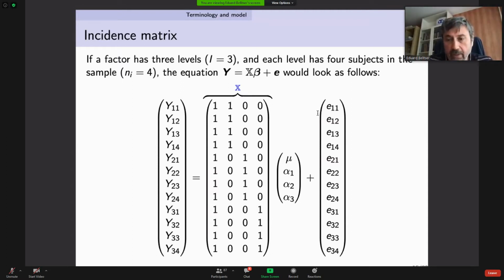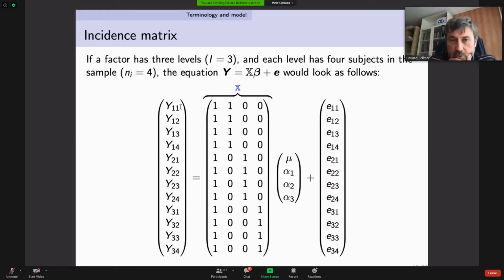This is how this matrix looks. Let's just see one very quickly. y11 has to be equal to mu plus alpha 1, right? So this value has to be equal to mu plus alpha 1 plus E11. We take the first row, multiply it with this one, and we have to get mu plus alpha 1. That's why we have 1, 1 here, and the other two zeros. Okay, that should be clear.